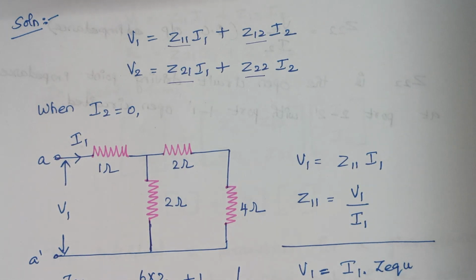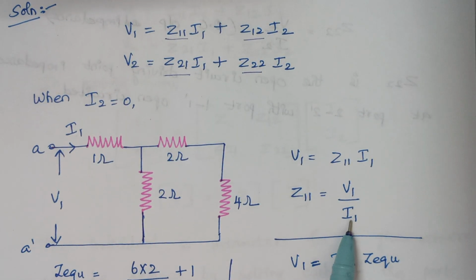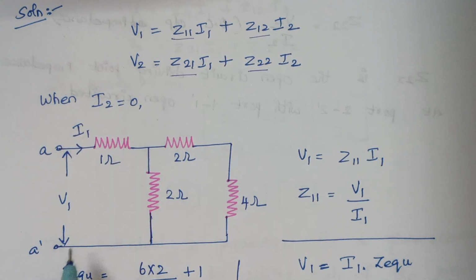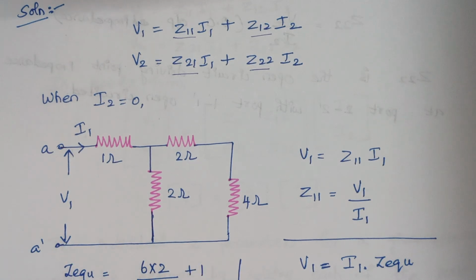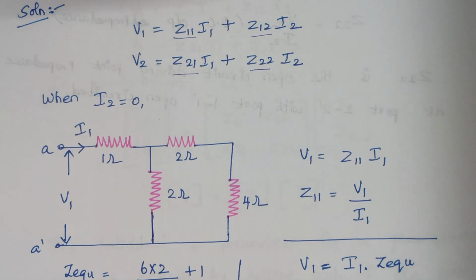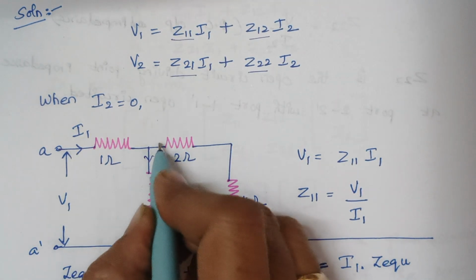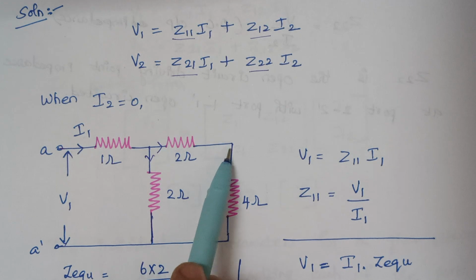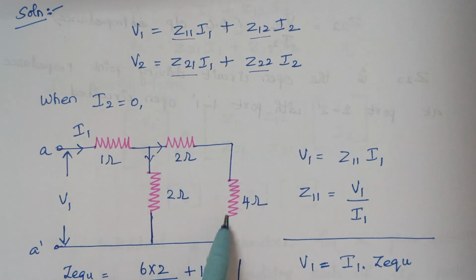So what is the value of Z11? Z11 is nothing but V1 by I1. From this diagram you see this is your V1 and this is the current I1 which flows through this path. To find the impedance, we have to use the basic things, that is, the parallel combination of resistors and the series combination of resistors come into picture here. You see when this current reaches this node, it gets divided into two and this current flows through this 4 ohm as such. What does it mean? That these two resistors are connected in series, right? Because there is no current division.